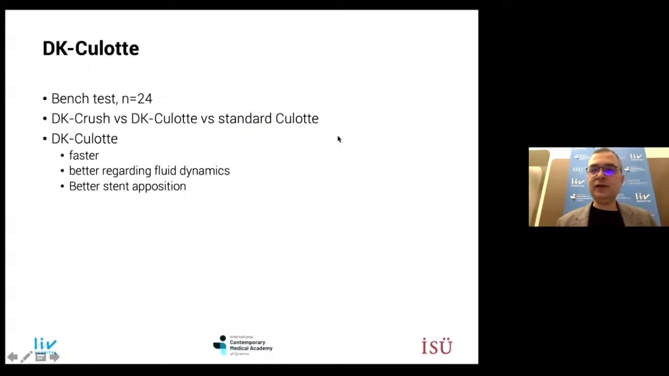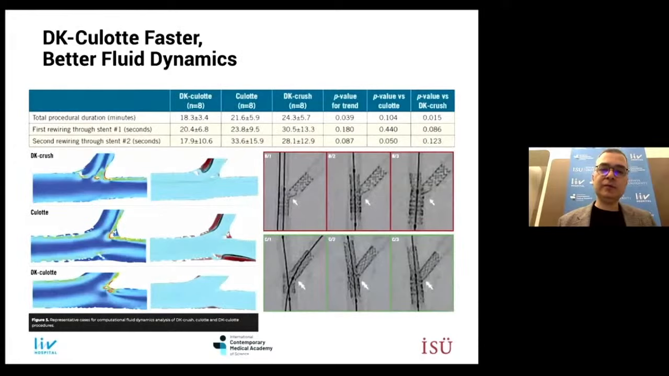What is the advantage? The advantage is shown in a bench test of 24 models. And it was compared with DK crush and with the standard culotte. And it was seen that the DK culotte was a faster procedure compared to DK crush or a standard culotte. And the fluid dynamics were better than a standard culotte. And the stent apposition was better. In this diagram, you can see the detailed information about the results regarding the apposition and also the fluid dynamics of this DK culotte technique.